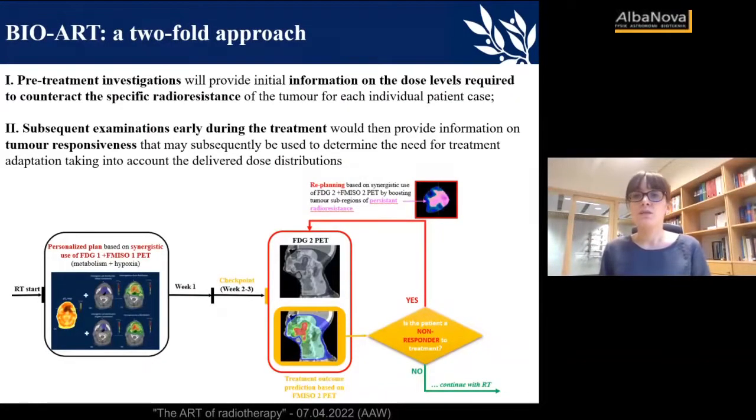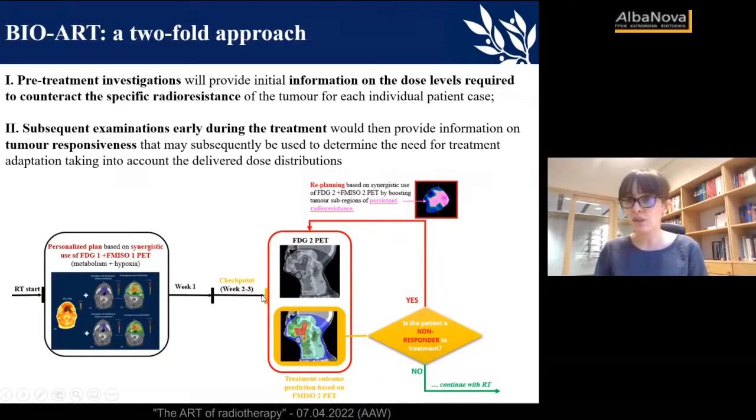And here I'm just showing you a way to conceive this bioART approach, which could consist of a twofold approach. So one could think about using functional imaging of different kinds. For example, in the methods I've shown before, we could think about using the metabolic information and information about hypoxia in a synergistic way in order to have a tailor-made treatment plan, which is specific for that specific patient, which takes into account the biological properties of the tumor and the regions of increased radiation resistance. And we can, in a way, construct and plan the best optimal plan at the beginning of the treatment based on functional images.